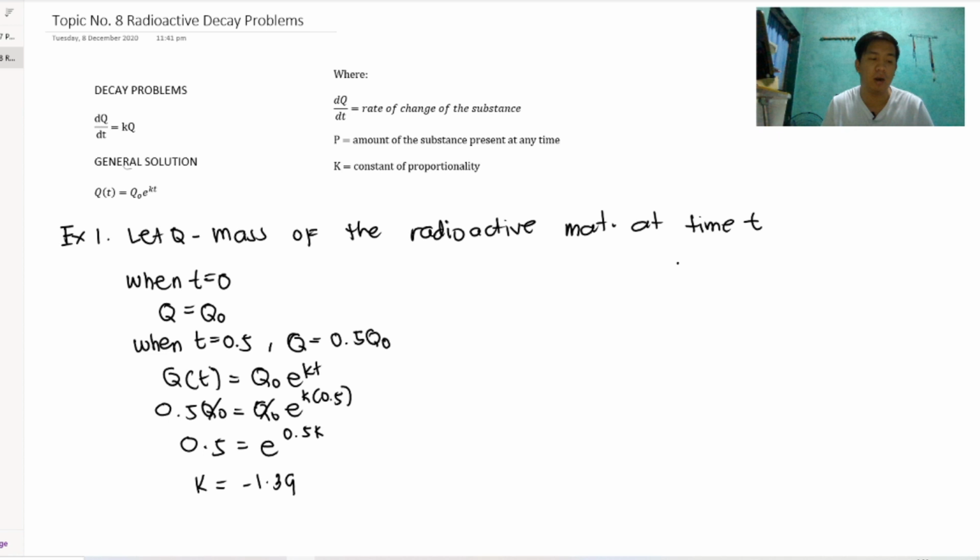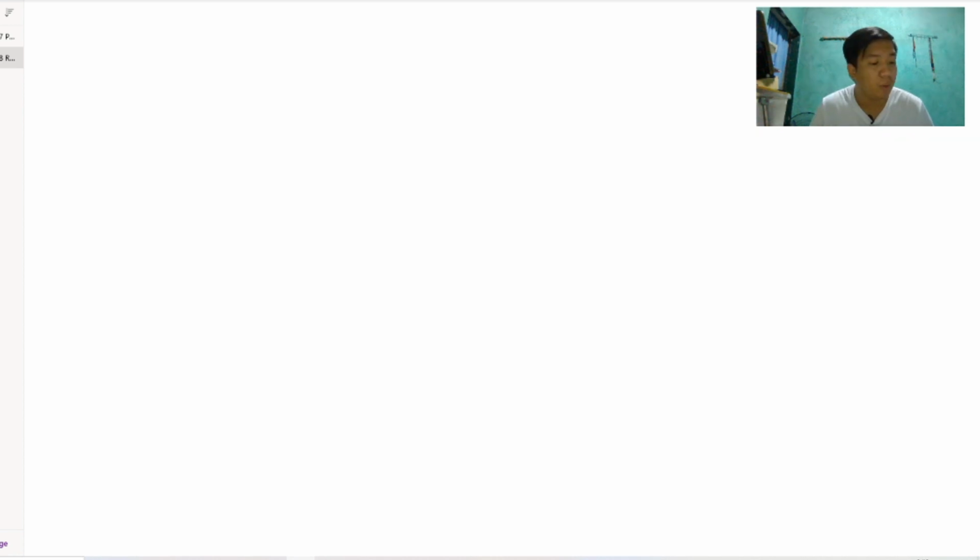Okay, for example number 2, so basahin na lang natin ulit. You can use as reference dun sa aking module na binigay. So, a hazardous material was found to decay at a rate proportional to the amount present. Initially, there were 50 mg of the radioactive material that was present. Okay? After 2 hours, it has lost 10% of its original amount. Find the mass of the material after 4 hours. The question now here is the mass after 4 hours.